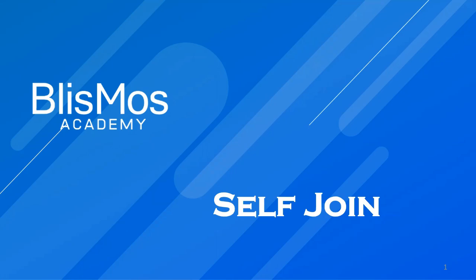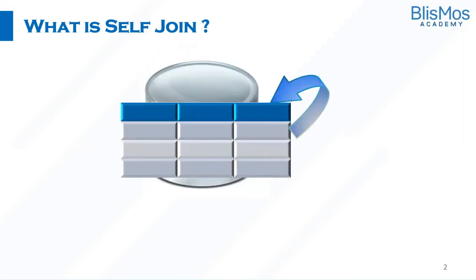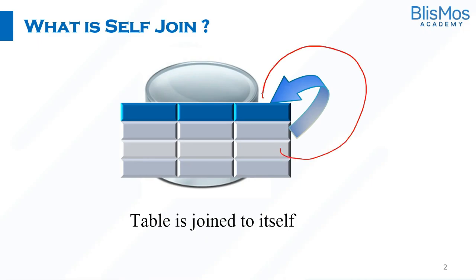As a part of this video, we'll understand what is self-join. So what is a self-join? Self-join is nothing but table joining to itself. So if you see, we have a table and we have a table joining to itself, then it is called a self-join.